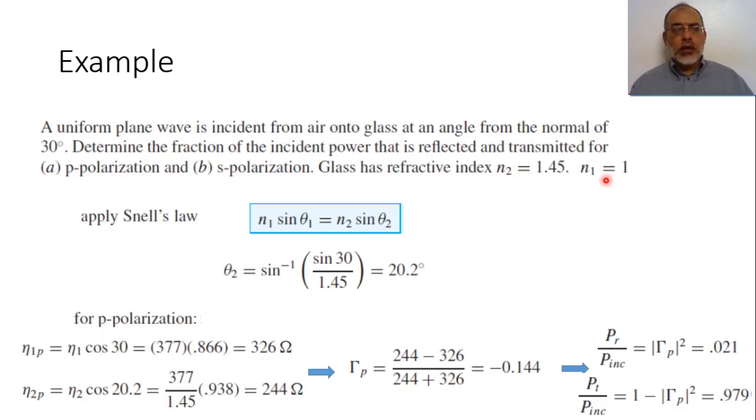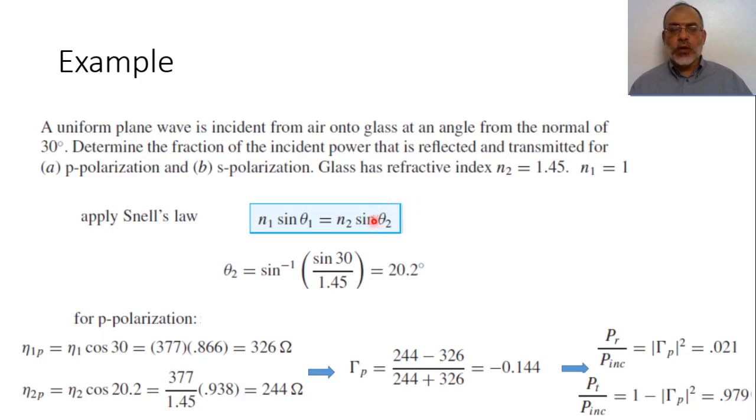Now at the beginning, we are going to apply Snell's law to determine the angle of the transmitted field. Effectively, the reflected field would be 30 degrees. So what will be the angle of the transmitted field? According to Snell's law, N1 multiplied by sine theta 1 equals N2 multiplied by sine theta 2.